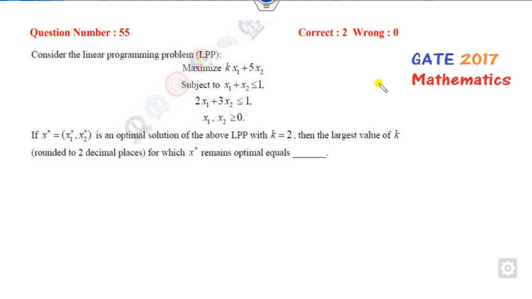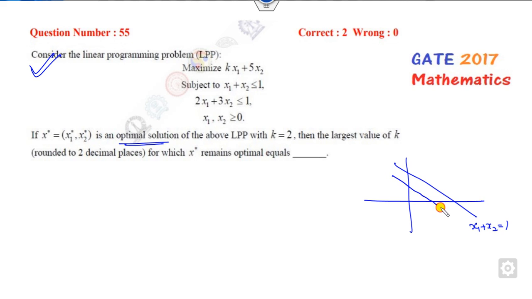Now look over this one. That kind of question is generally asked in the GATE examinations. Look at that. What is given to you? This is the optimal solution of the problem. Very easy. Firstly, you can quickly solve this as the optimal solution. So this is x1 plus x2 is 1. This is the line corresponding to 2x1, and this is my feasible area.